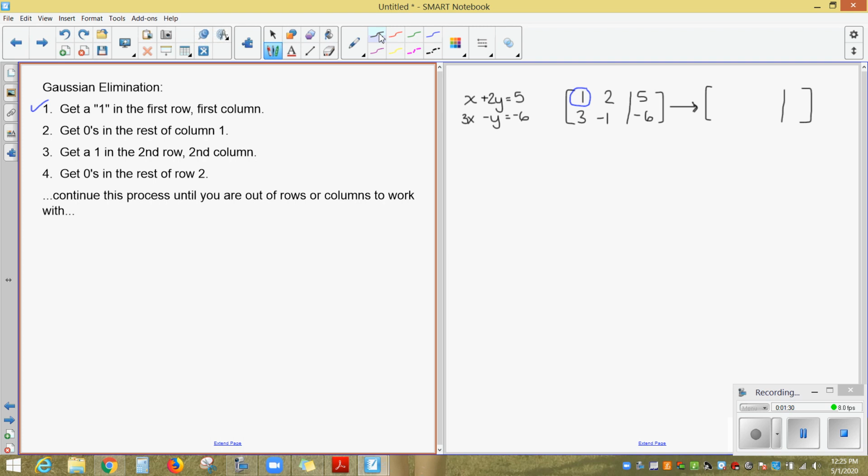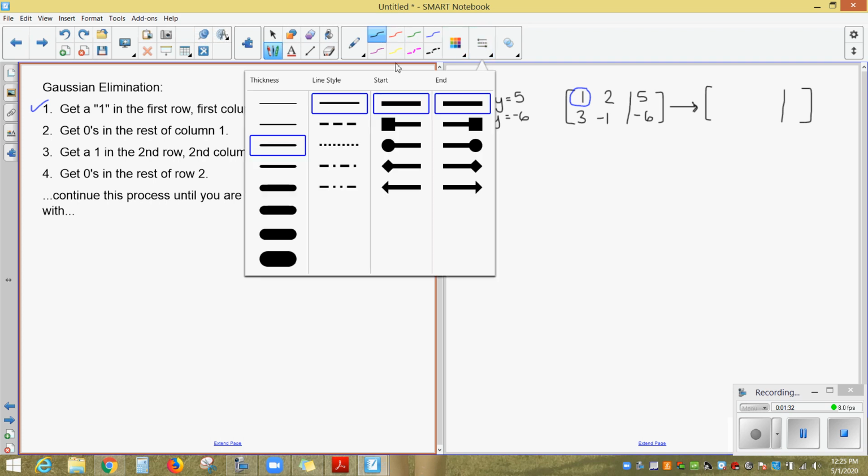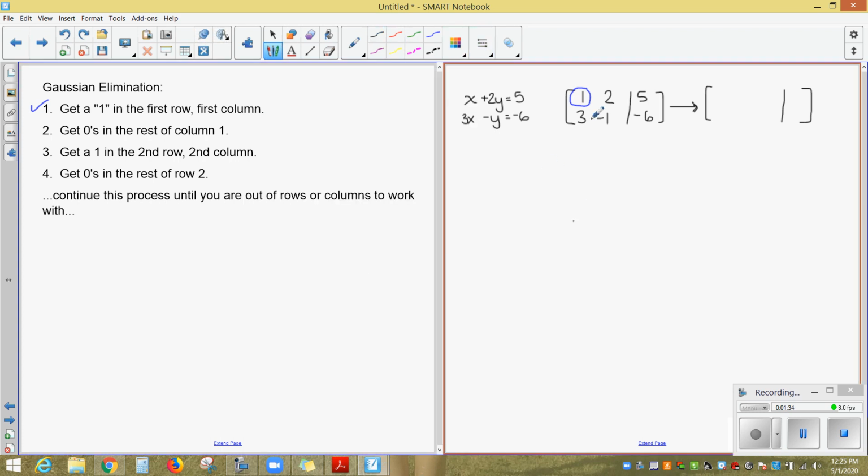The next thing we want to do is make a 0 underneath it, the rest of column 1, which means instead of a 3 here, we want to get a 0. Now the important thing to keep in mind is once we have a row the way we want it, we're not ever going to change it again. So the 1, 2, 5 up here, we're going to leave it 1, 2, 5 when we move over here.